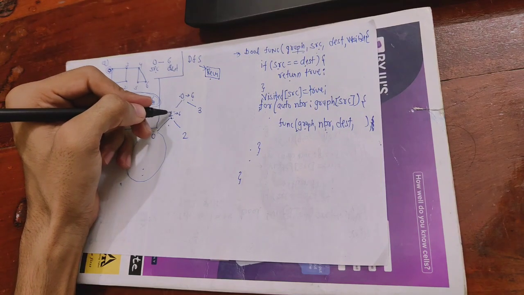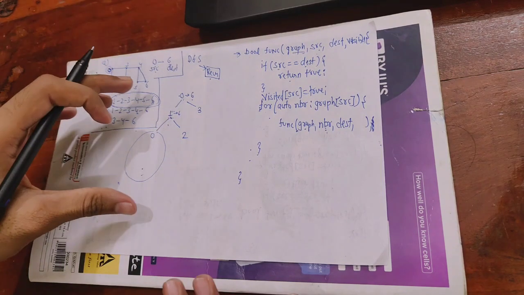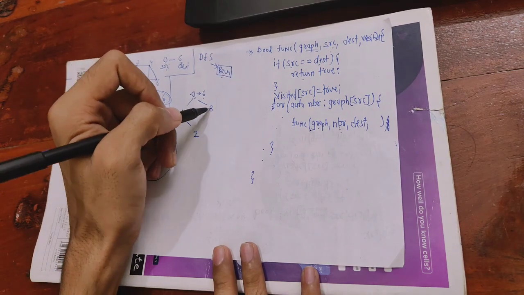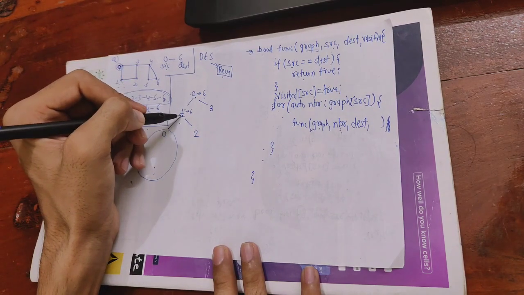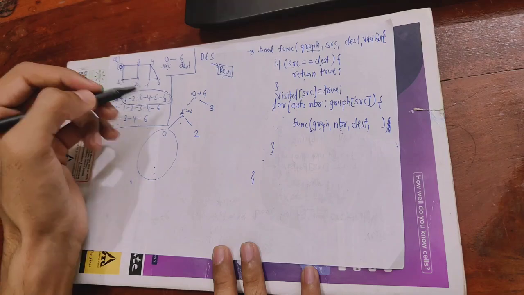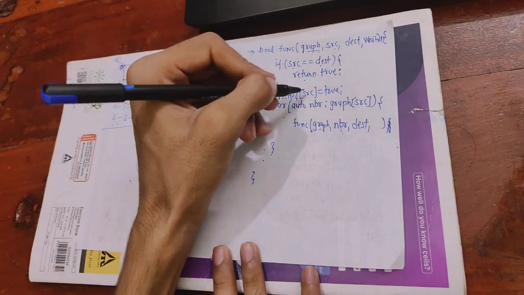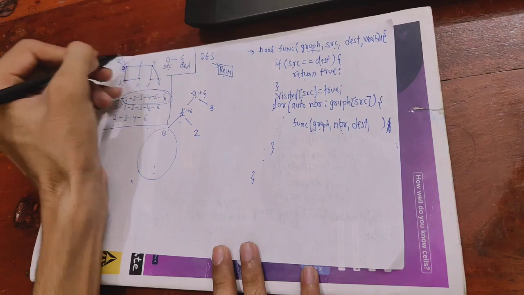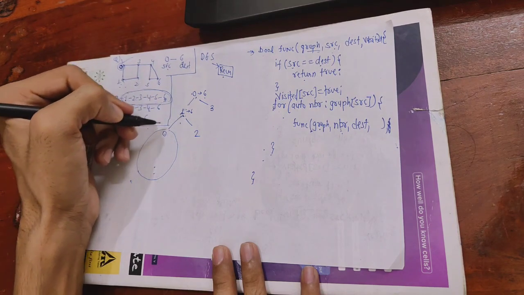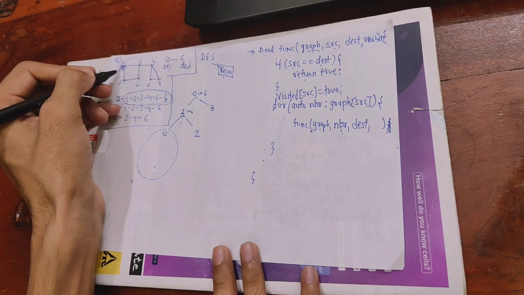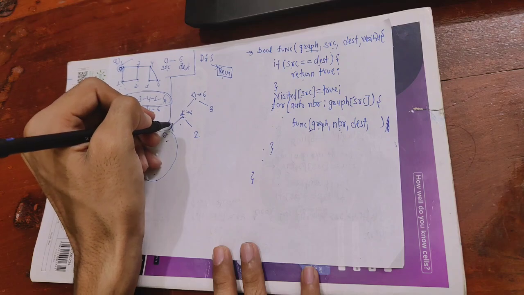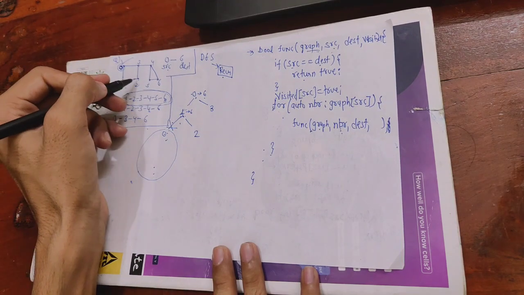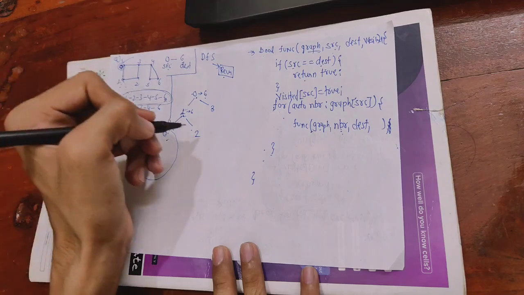So let us again do the dry run. We are at 0, its neighbors are 1 and 3, we came to 1. Now 1's neighbors are 0 and 2, but whenever we marked 1, we marked 0 as true, so now it is true. Now we check its neighbors. 1's neighbor is 0, but 0 is already visited, so we don't need to go in this path. Now we came to the second neighbor of 1, that is 2.